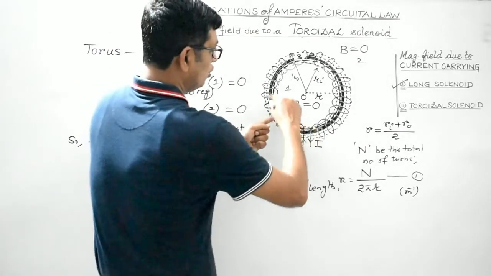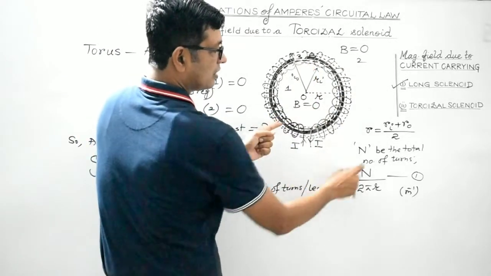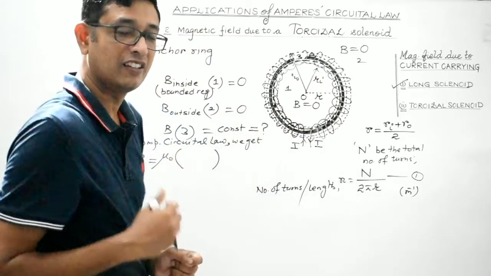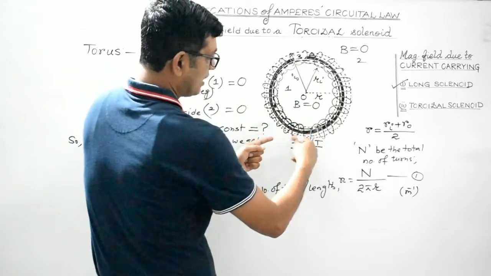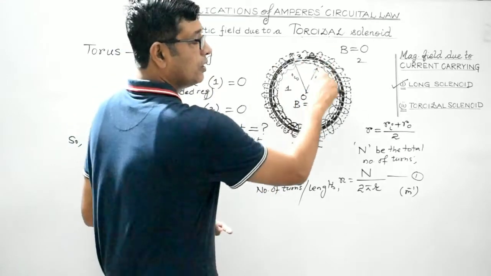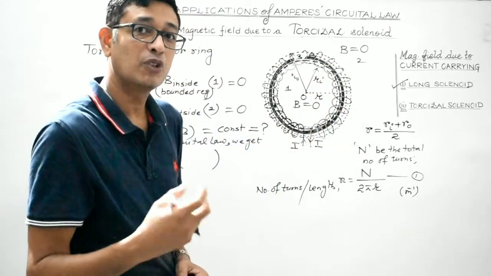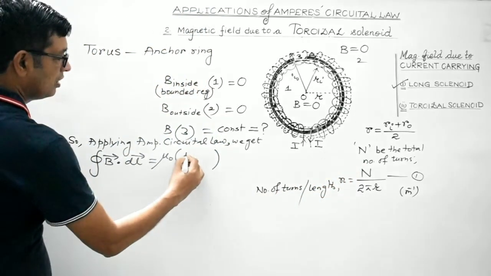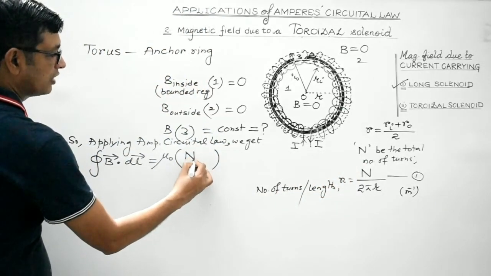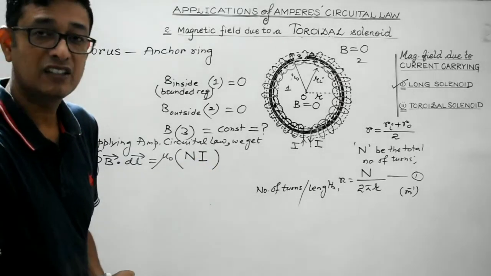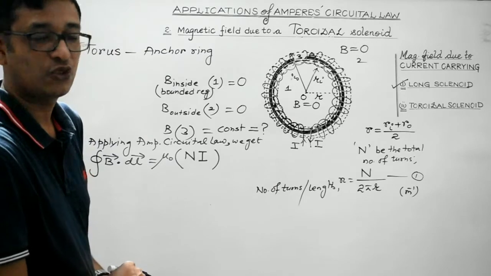Look students, this is the loop. This is the imaginary loop of radius r, right? From this loop, how many times is the current threading? So this is 1 time, 2 times, 3 times. So how many times is the current threading through the circular loop? It will be equal to the number of turns, that is capital N. So here, the net current threading through the loop would be N into I. Capital N is the number of turns, right students?